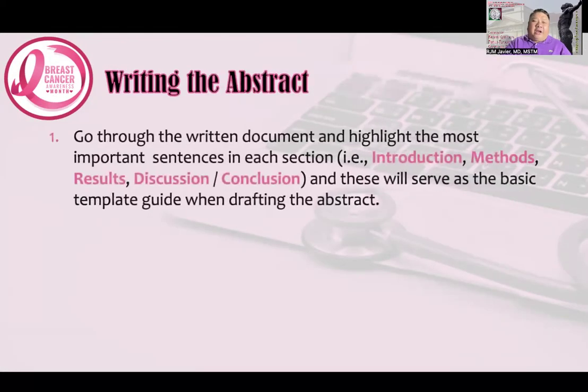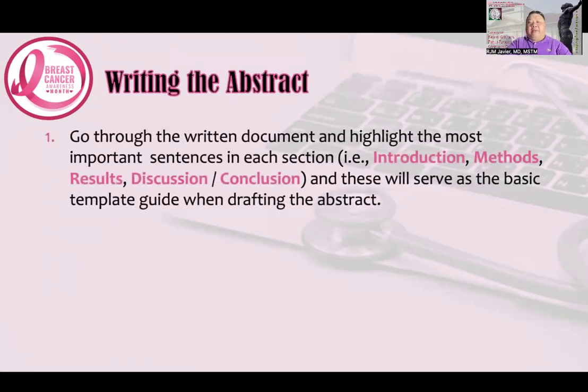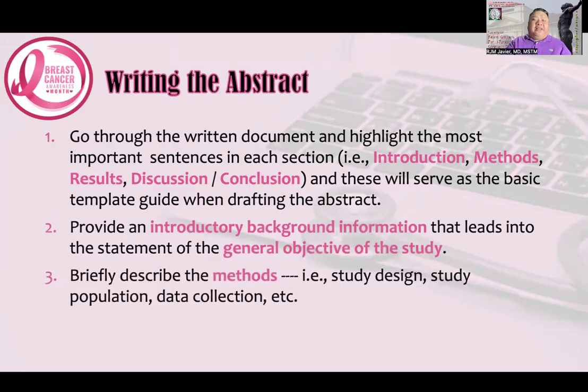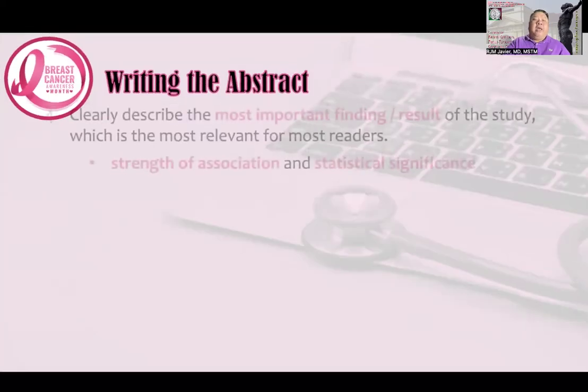Now, writing the abstract, go through the written document and highlight the most important sentences in each of the said section of the IMRAD, the introduction, the methods, the result, and the discussion and or conclusion. And these will serve as the basic template guide when drafting the abstract. Provide an introductory background information that would lead into the statement of the general objective, and briefly describe the methods, the study design, study population, data collection, so on and so forth.